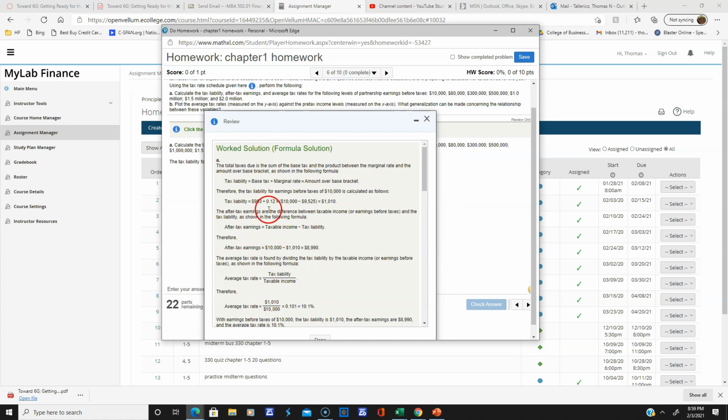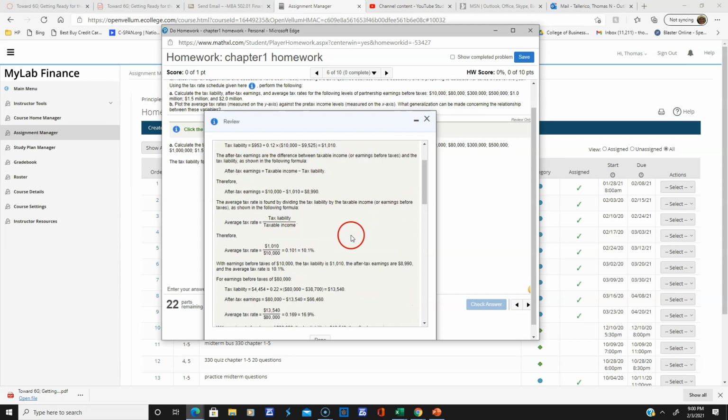So the after-tax earnings are the difference between the taxable income and the tax liability as shown in the following formula. This is simple subtraction. Here's your taxable income, and this is how we all do our income taxes. We subtract off our tax liability, which we calculated right there, and this is our after-tax earnings.